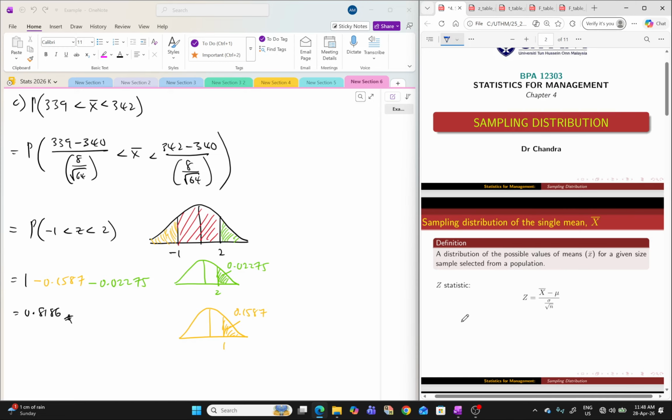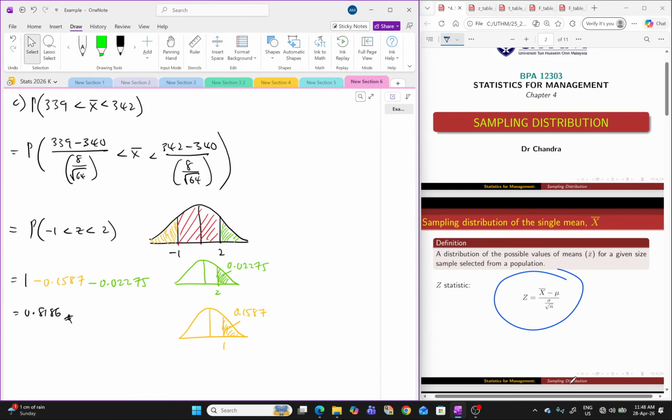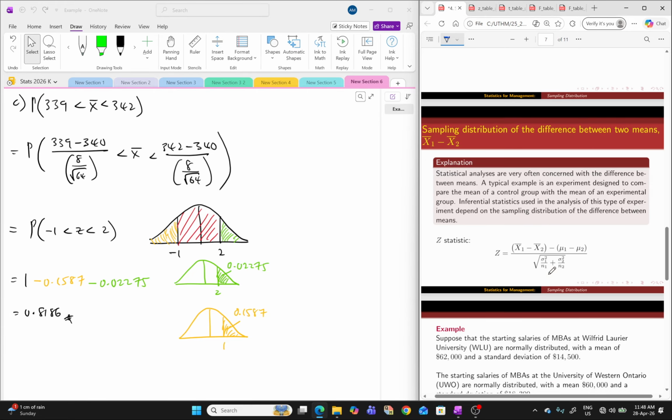Okay, last class we stopped here. Earlier we were using this formula. Ingat yang ini ya. Right. Now we are going to two sample.